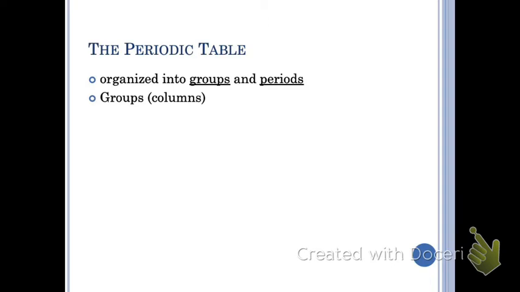Sometimes they're called families. Your book sometimes calls them that, but we don't use our books that often, so you will hear me call them groups. They are organized vertically in what's called groups. That is by far how we reference the periodic table: group 1, group 2, group whatever.